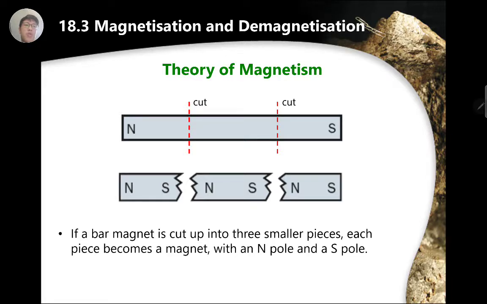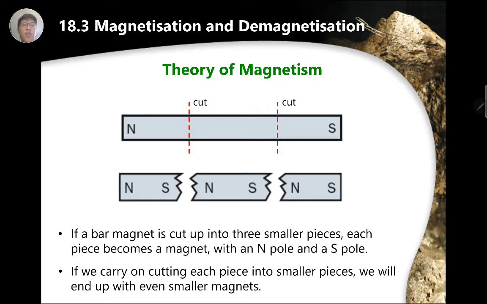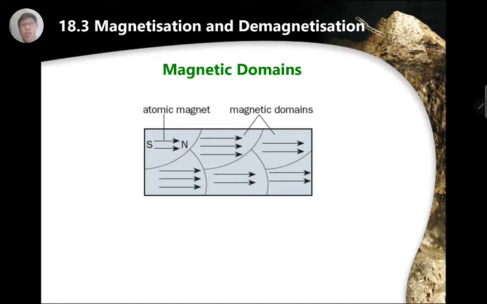if a bar magnet is cut into 3 smaller pieces, each becomes a magnet with a north and south pole. If we carry on cutting each magnet into smaller pieces, we end up with even smaller magnets. Theoretically, one magnet is basically made out of many tiny magnets, almost as if the atoms are magnetic, and that's pretty close to reality. Each atom has its own magnetic thing going on. As I was saying, each atom is kind of its own little magnet.